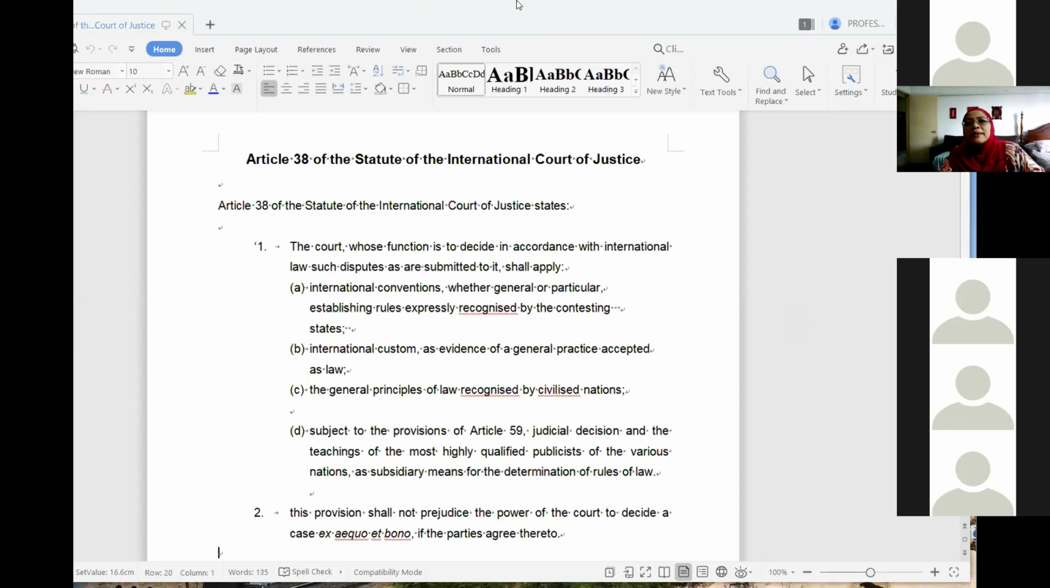Madam, I just want to check my wording, afraid my terms are wrong. As for the subsidiary means for the determination of rules of law, any country who is interested to create law, is it true? The terms, any country who is interested to create law.